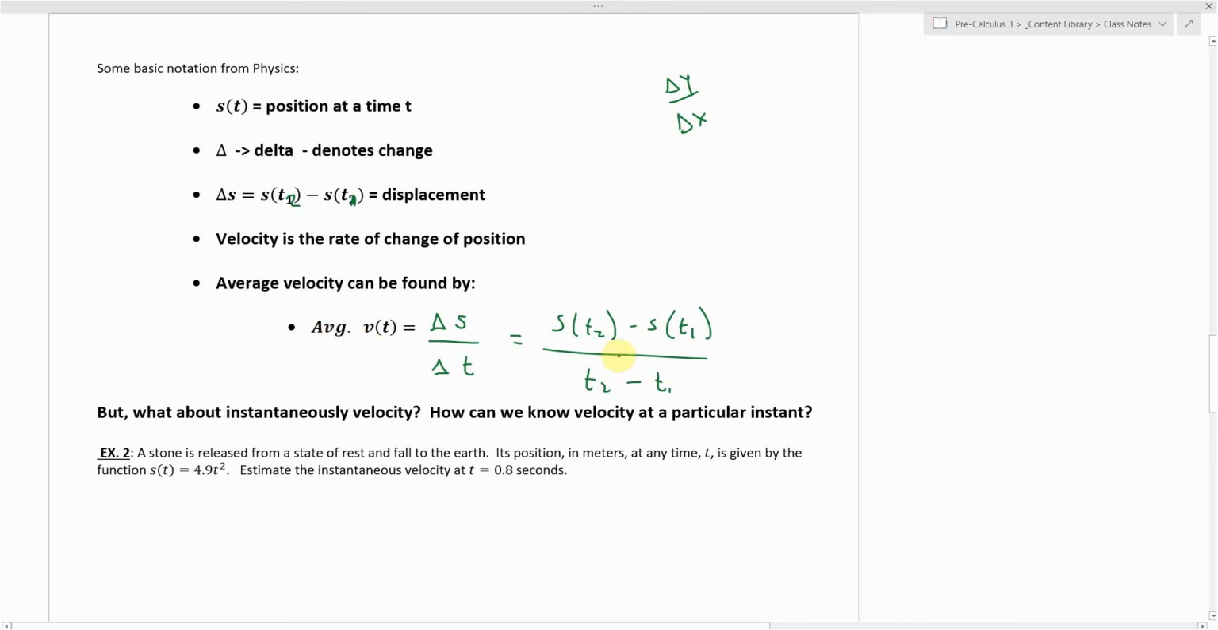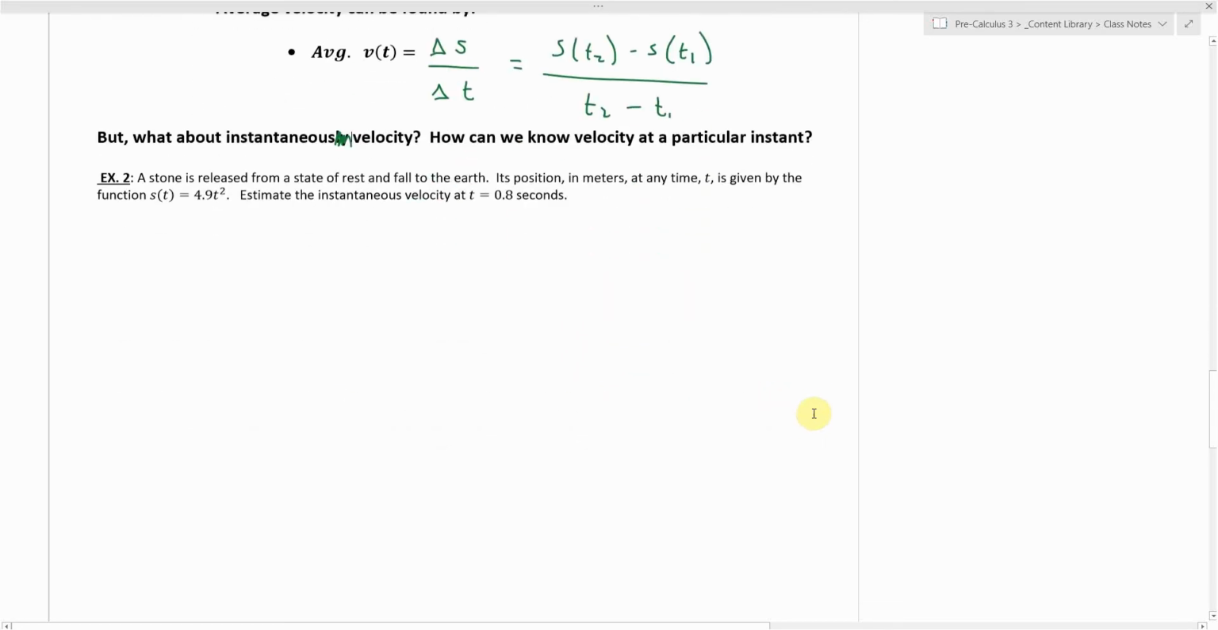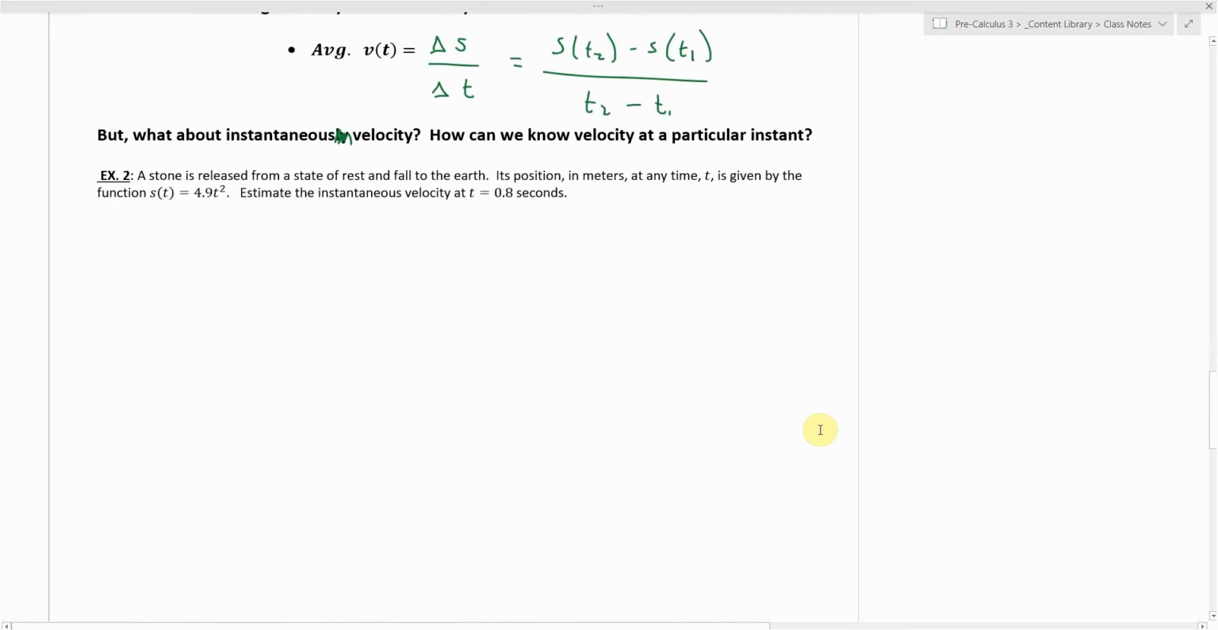So that's how we find average velocity. All right, if a car is driving from one place to another, its velocity goes up and down, and what you would do is take how far you traveled divided by how long you traveled, and that would tell you your average velocity. But you know it's changing from moment to moment within the trip. So our next question is, how would you find instantaneous velocity? How can we know velocity at a particular instant? And that's what we're interested in right now. We're going to do a problem here. It's going to look very similar to the last one we did, where we try to figure out instantaneous velocity.